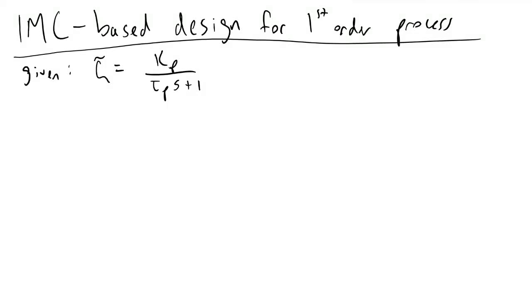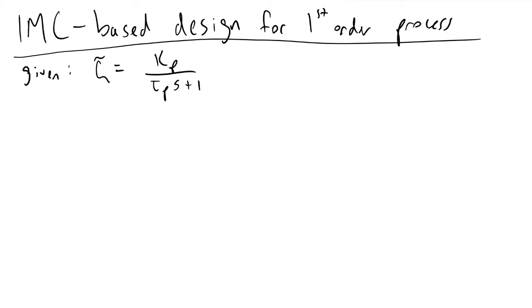In this video, I will go over an example problem of how we can use the IMC method to design a controller for a first order process. The first thing we'll be given is the process, G tilde, the internal model. And G tilde in this case, because it's a first order, will be equal to Kp, the gain of your process, divided by tau p, the time constant of your process, times s plus 1.